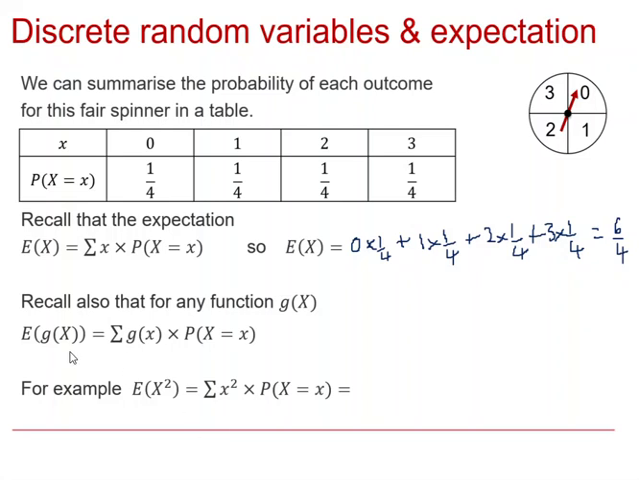If we look at a function of x rather than x, we simply sum the function of x multiplied by the probability x takes the particular value involved. And so, for example, looking at the expected value of x squared, when x is 0, x squared is 0, so it'd be 0 multiplied by a quarter. 1 squared is 1, so 1 multiplied by a quarter. 2 squared is 4, so 4 multiplied by a quarter, and 3 squared, 9, so 9 multiplied by a quarter for x squared, and that gives us 14 over 4 or 7 over 2 for the expected value of x squared.